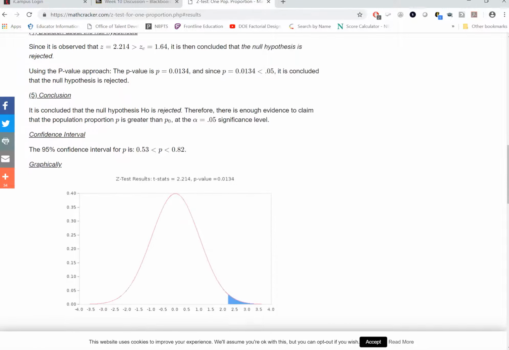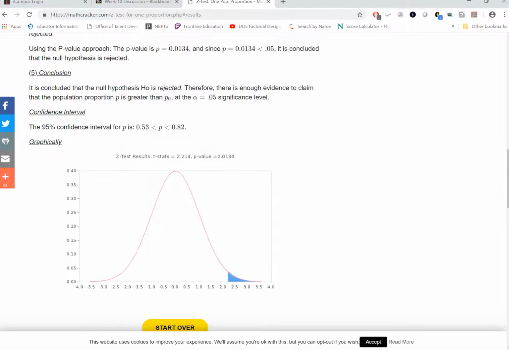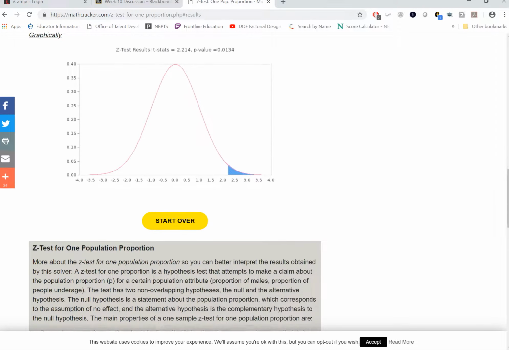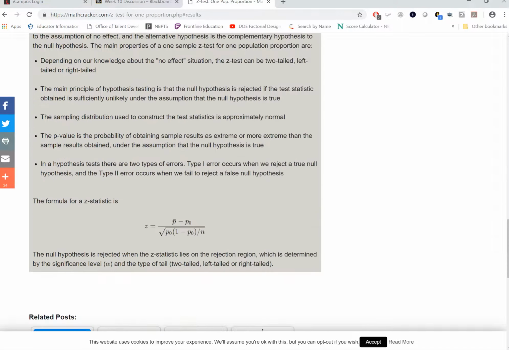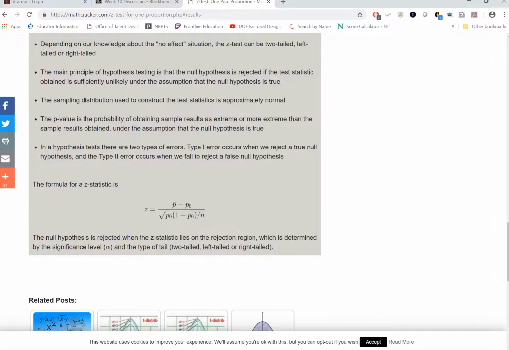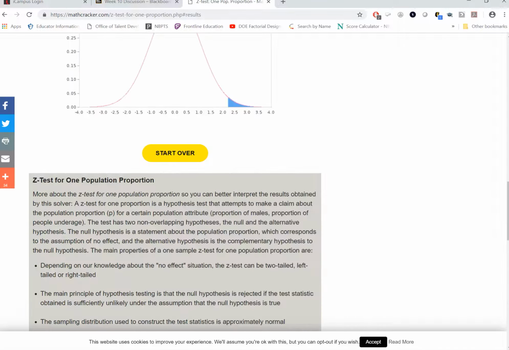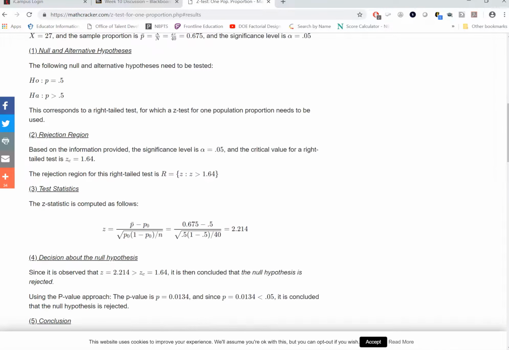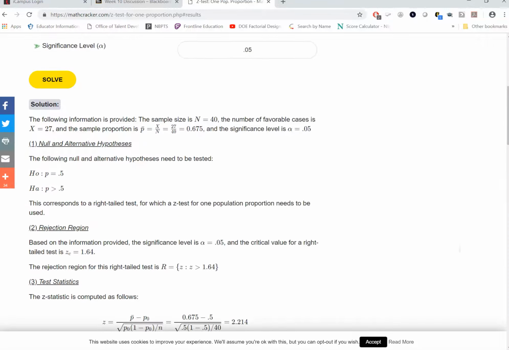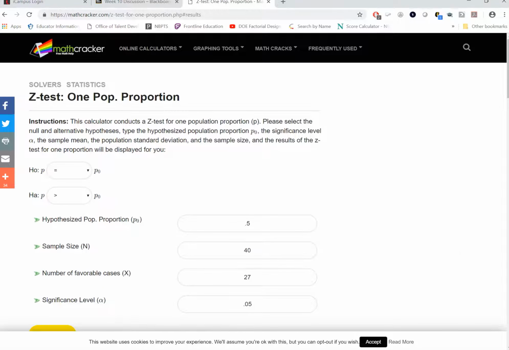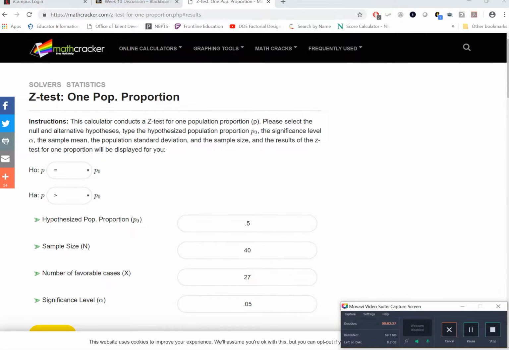And that should be helpful. Now there's your confidence interval, which I love to see as well. That's 0.53 to 0.82. It also gives you the diagram, which is really nice. And it gives you, again, another explanation as to how this is used. So this is a really great resource for you, and I hope you enjoy it. And I hope you enjoyed this quick little tutorial, which pretty much answers your 10 questions.